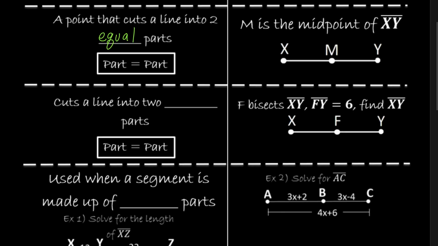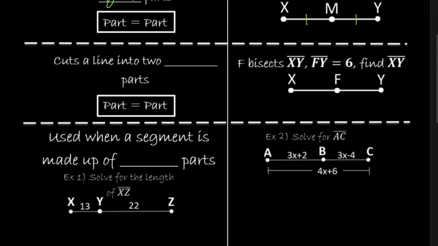The tick mark. We mark parts congruent with tick marks, right? Remember we went over that in geometry terms when we were marking the parts of the triangle congruent? You mark parts of the line congruent with tick marks. So now this tells us XM is the same length as MY.